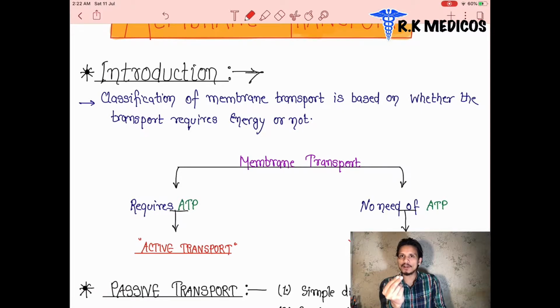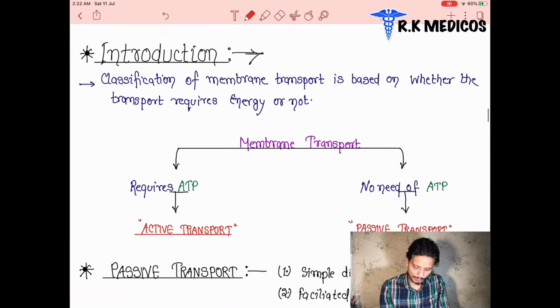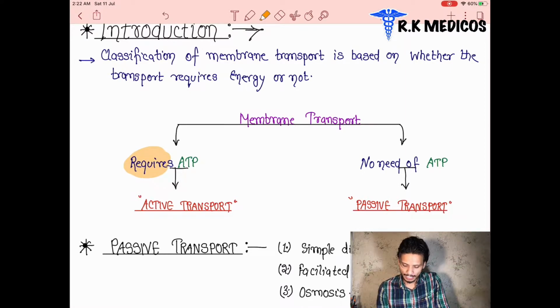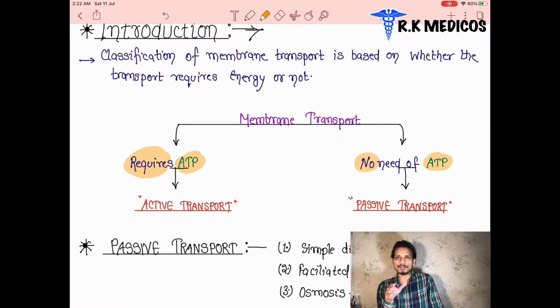These are two simple terms. The energy required is in the form of ATP. When ATP is required, it is called active transport, and when ATP is not required, it is called passive transport. These are the two simple terms, ATP required and ATP not required. Requirement of ATP is called active, good, and no need of ATP is called passive, good. Then we are going to see one by one what active transport and passive transport are in a detailed way.